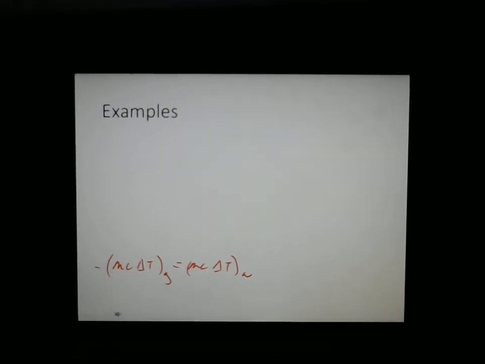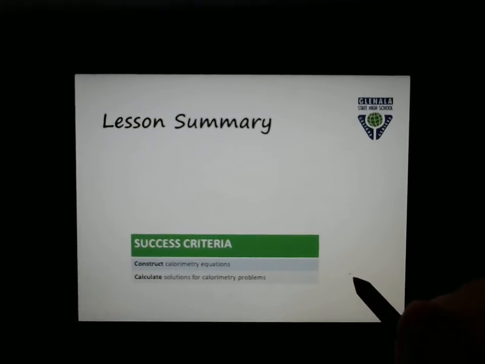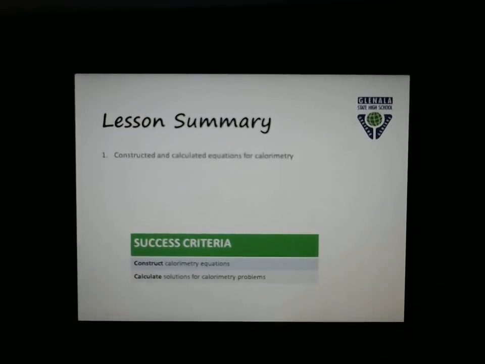Now, this has been a pretty heavy video. I do appreciate that. I left a blank slide there. For your lesson summary, we have done the following thing. We've applied our knowledge of calorimetry to experimental data sets, and we've constructed and calculated these equations.